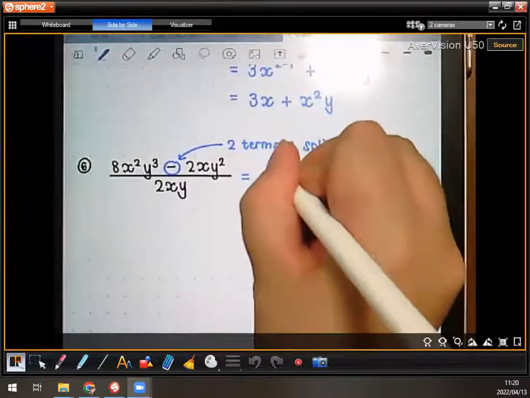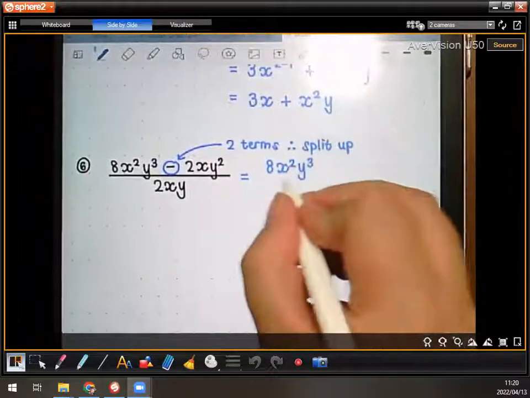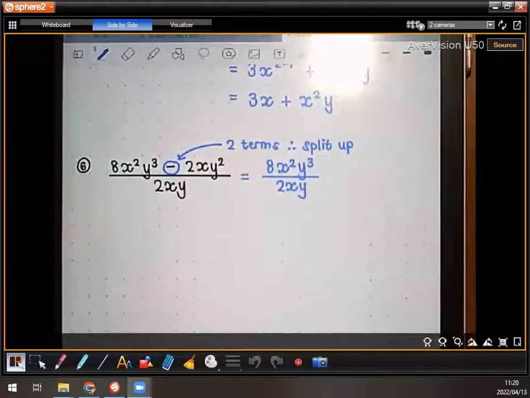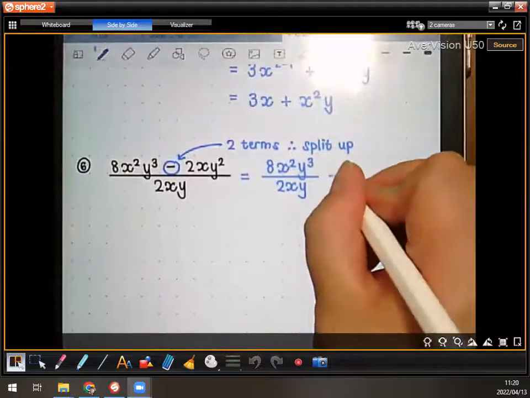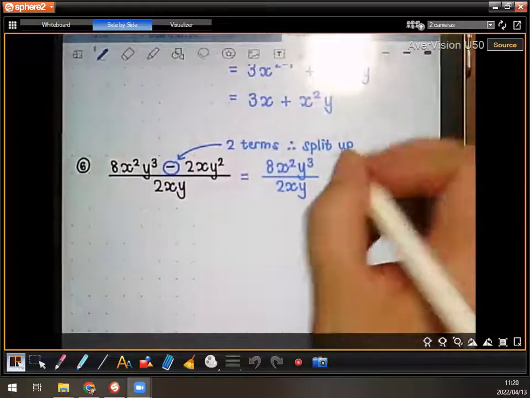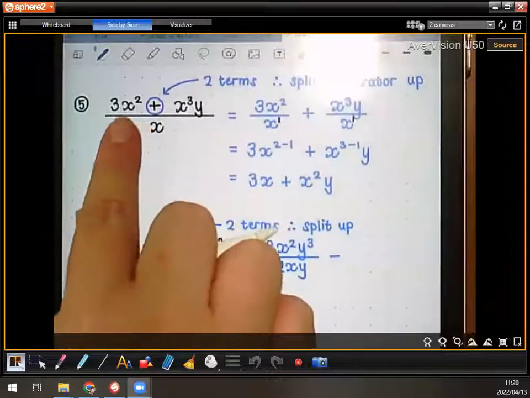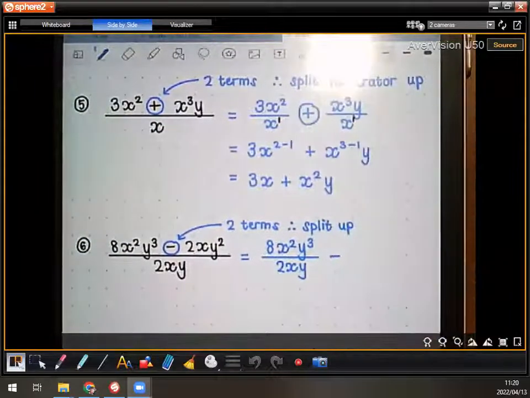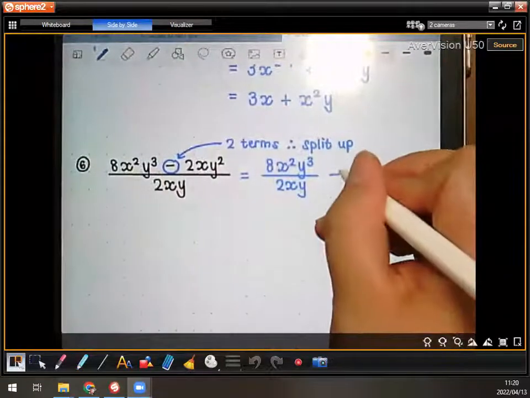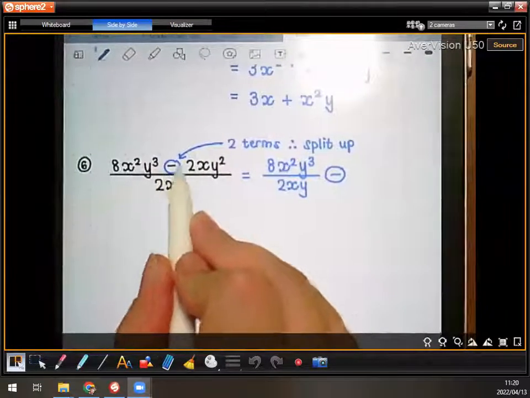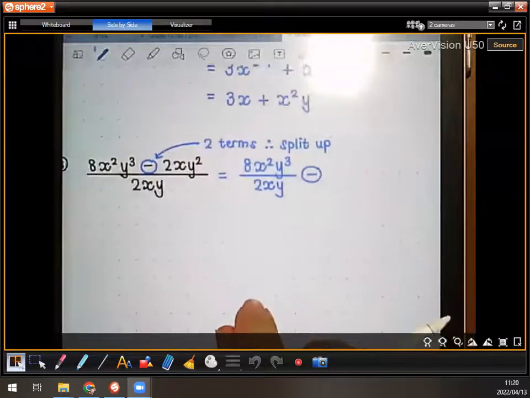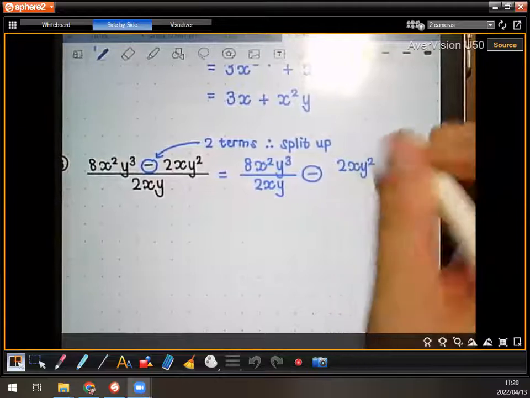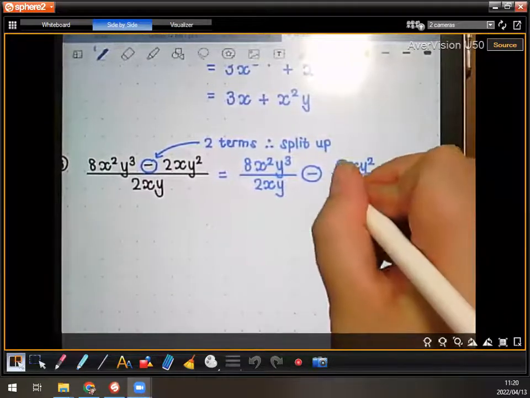I'm going to take 8x squared y cubed, which is the first term, over 2xy. And there's a minus in between those two terms. So you have to put a minus in between your fractions. That's quite important, right? In the previous example, there was a plus in between the terms. So we put a plus in between the fractions. So maybe just circle that plus there as well, so that we know where that sign is coming from. If there's a minus in between the terms, you have to put a minus in between the fractions. Now we're going to take the second term, which is 2xy squared over 2xy.